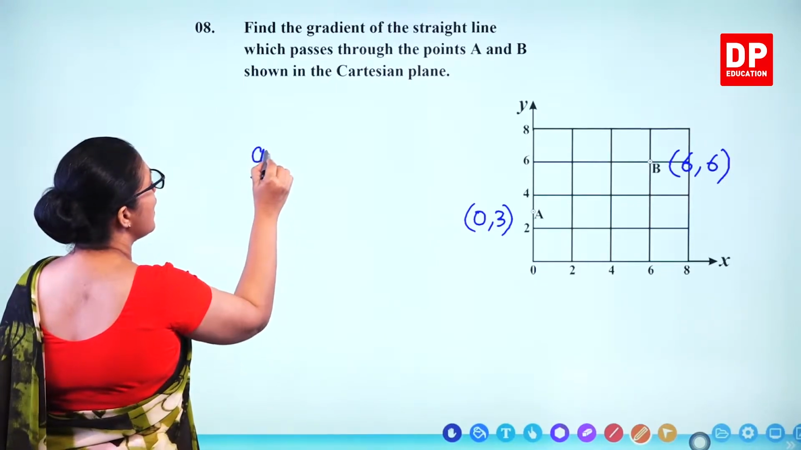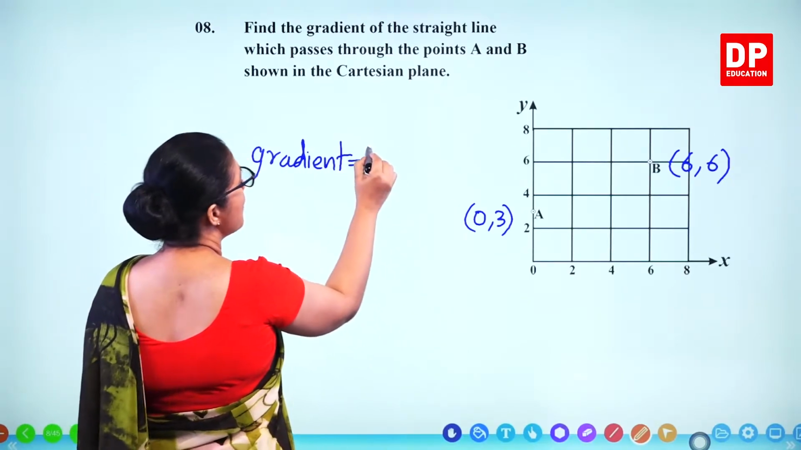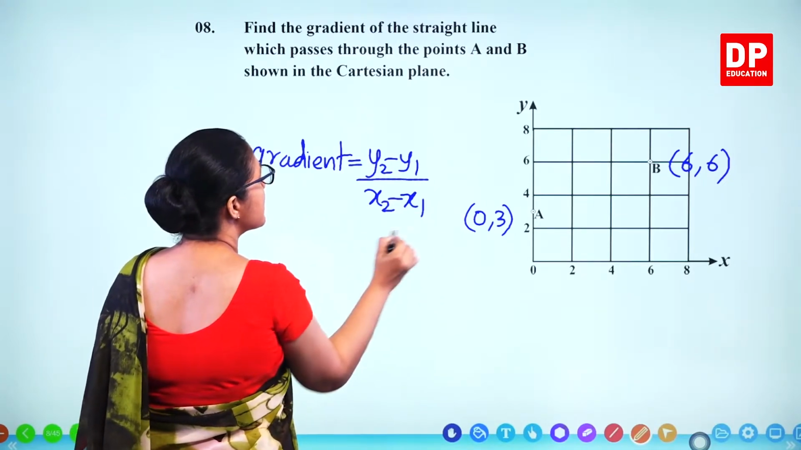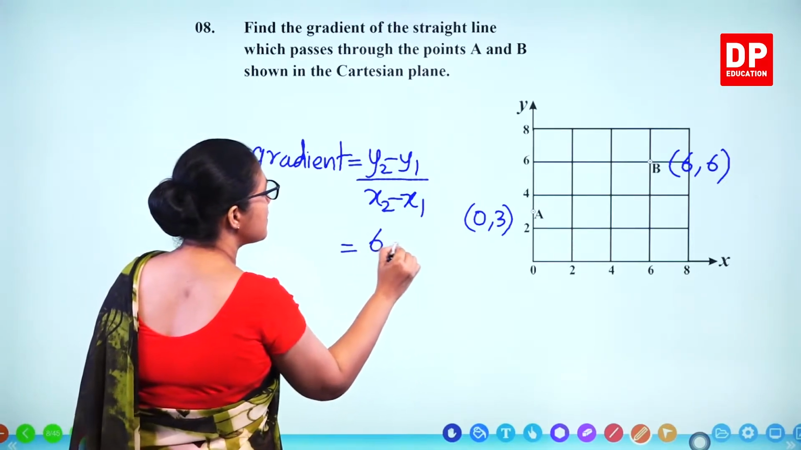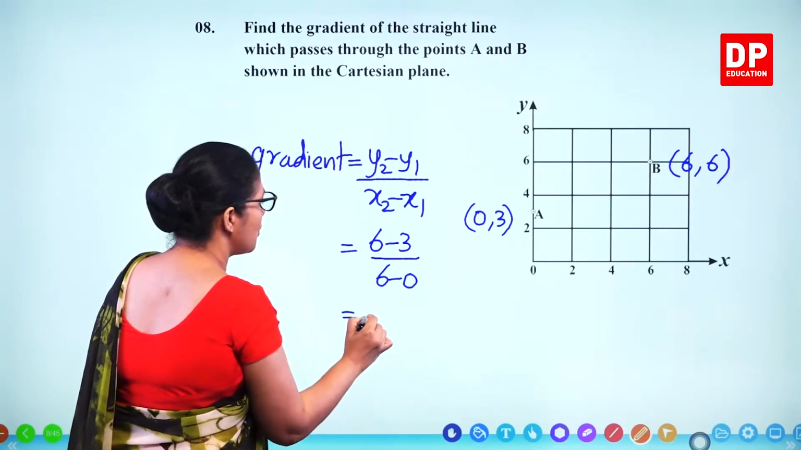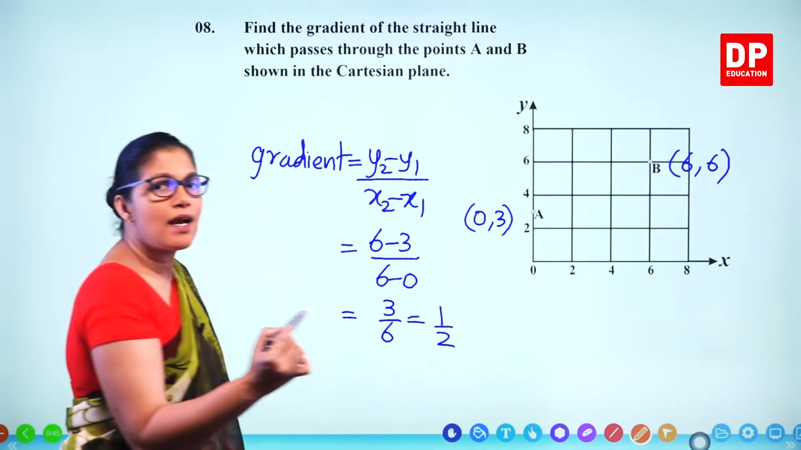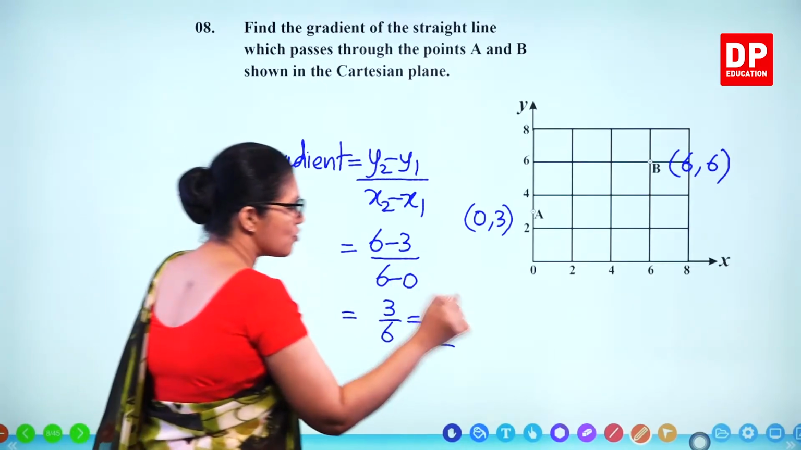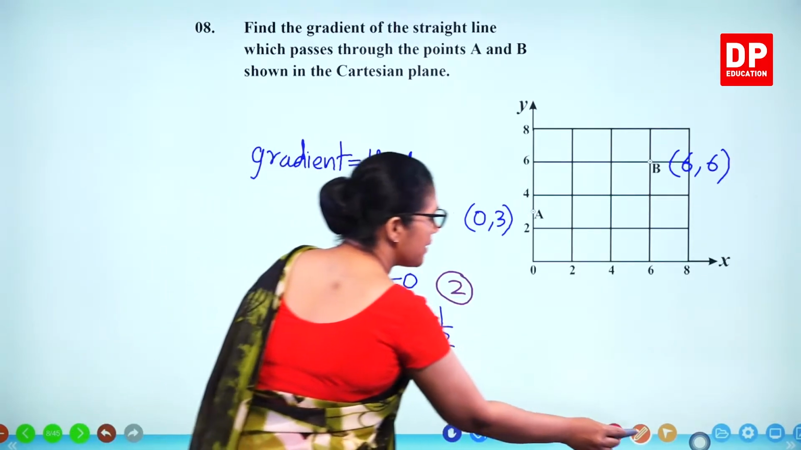But we want to find out the gradient. So what's the formula to find the gradient? Difference between y coordinates over difference between x coordinates. So what's the difference between y coordinates? 6 minus 3 over 6 minus 0. So what you get? 3 over 6, or you can simplify and write half. Half is the gradient of this straight line that passes through points A and B. So you get 2 marks for that.